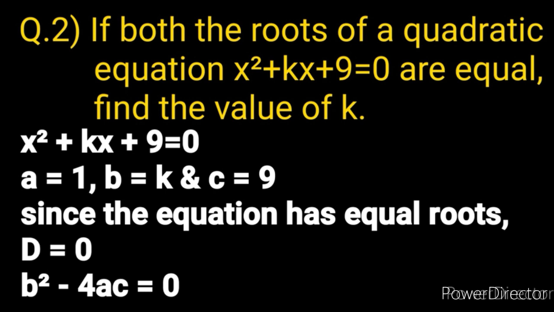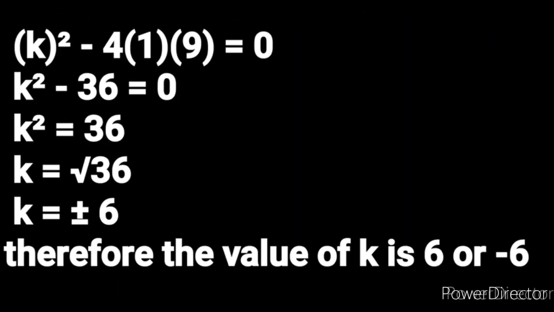So let's put the values. k square minus 4 into 1 into 9. So you get k square minus 36. k square is equal to 36. k is equal to root of 36. And therefore k is equal to plus or minus 6 because root of any number is plus or minus. Therefore the value of k is 6 or minus 6.